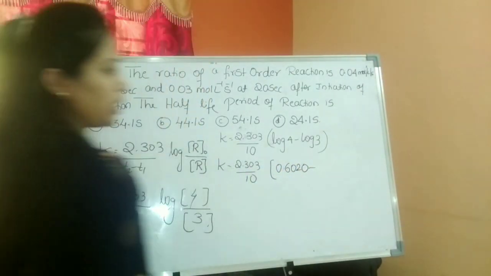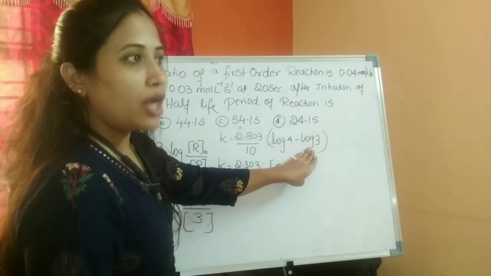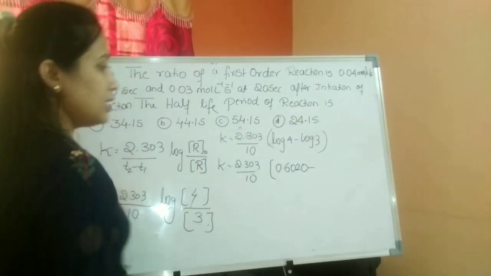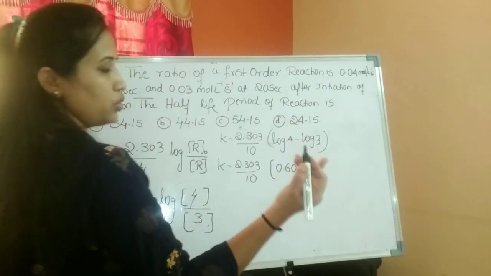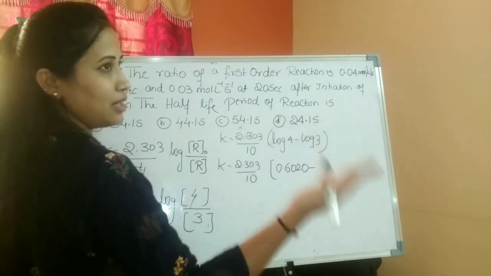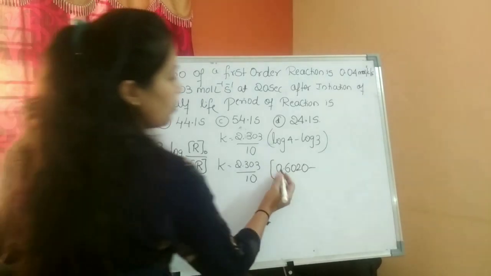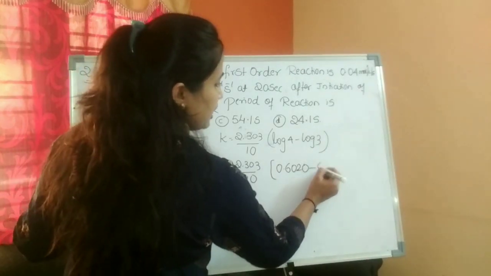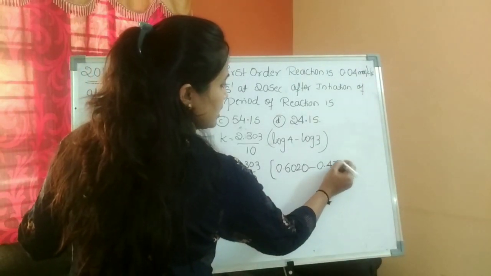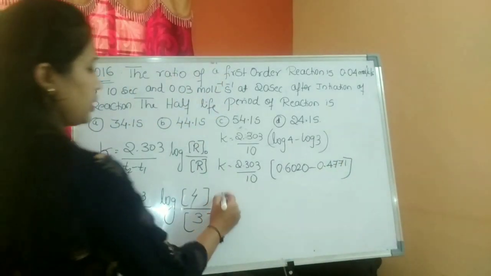0.6020, students. And log 3 you should know it is 0.4771. At least you should know the log of 2, 3, 5 followed by 7. These all values, if you know, you can calculate the remaining. So 0.6020, your log 3 can be written as 0.4771.